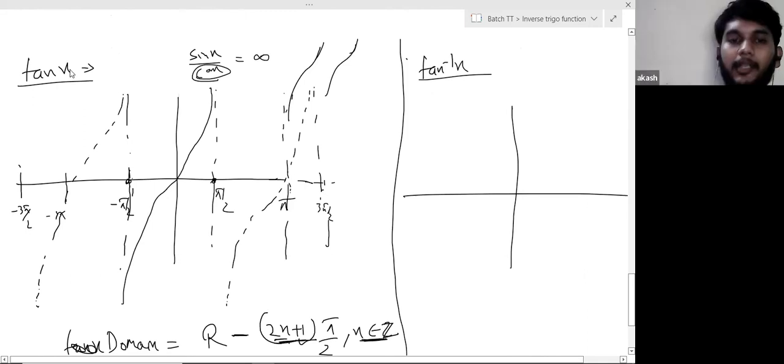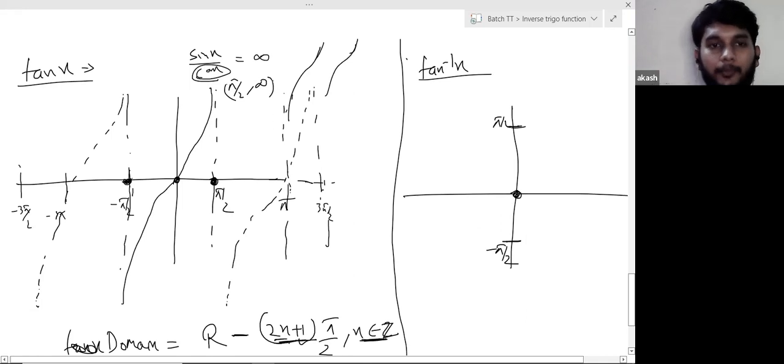See, in tan x, we restrict the graph from minus pi by 2 to pi by 2. So the maximum value it will get is pi by 2, minimum is minus pi by 2. So let's draw the points. So (0, 0) will be there. And this is pi by 2, infinite, right? So we have to draw infinite, pi by 2.